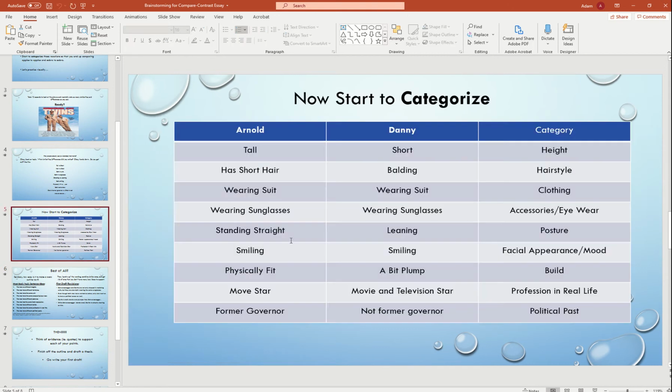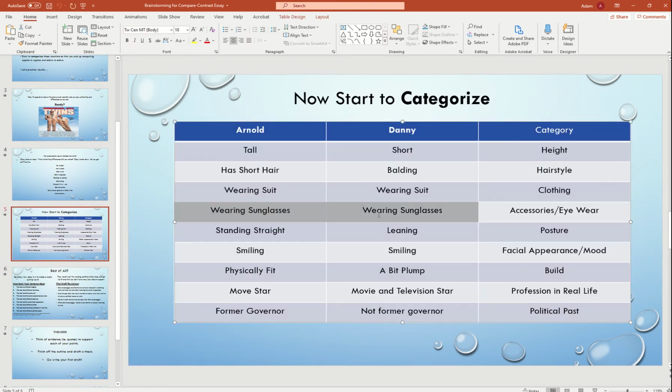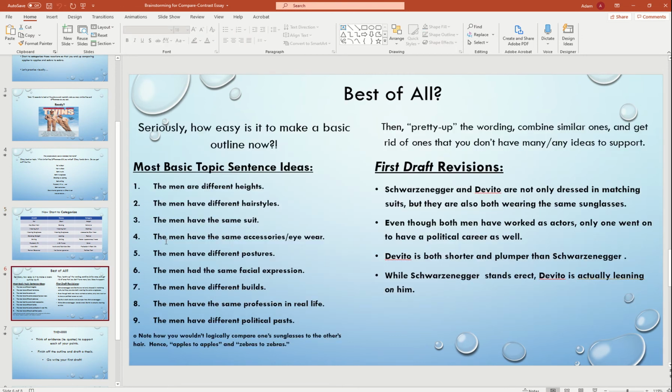Seems easy that I just turn these into statements. Wearing sunglasses and wearing sunglasses. That's the accessories or eyewear category. The men have the same accessories and eyewear. Oh, okay. But so these are my topic sentences, and that's a first draft. It says, and then I would revise these a little bit. Maybe I would combine some.